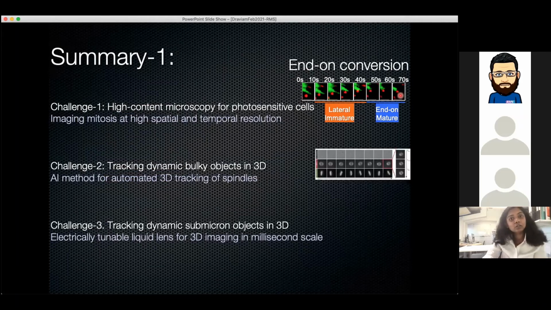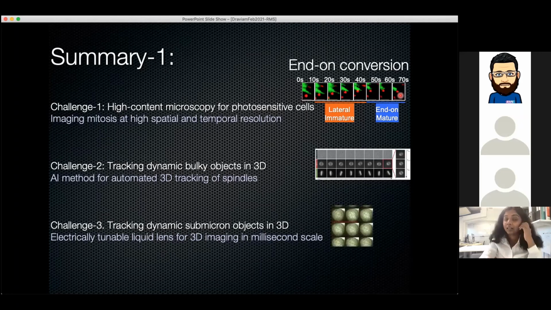I also introduced you to a deep learning method that we have developed to automatically track spindles. If you are interested in the software tool or knowing more about the methodology, please feel free to catch me, because we are now at the stage of transferring the technology to Zeiss for enriching their API environment, and it will become commercially available for tracking spindles in 3D.